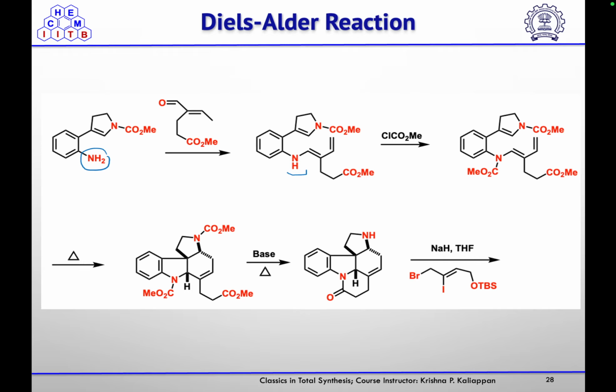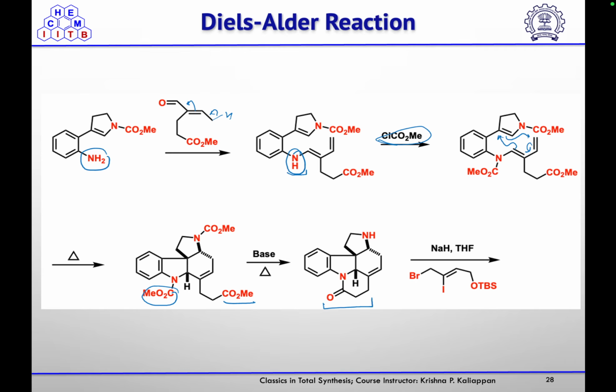This aldehyde, on reaction with your free amine, will form imine, and that will undergo isomerization from here to form the corresponding diene. Then again, that free nitrogen they acylated using this reagent, and then under heating conditions, they performed the Diels-Alder reaction to form this tetra-substituted compound. Then this on treatment with base under heating condition, decarboxylation will take place. It will form a free amine which will react with your ester to form the corresponding lactam.